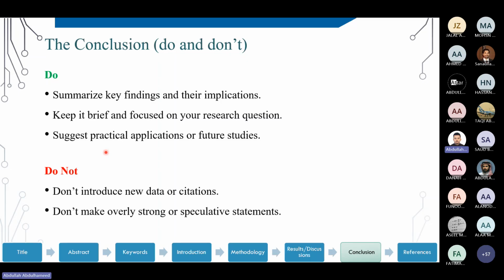So what are the things that you should avoid? Number one, do not introduce new data or citation. This is similar to the abstract. In the abstract, please do not put citation. Also in the conclusion, do not introduce new data or citation. New data means that you put new data in your conclusion. Please only put the data that you discuss in the results and discussion section. Select the best result and put it in the conclusion. Do not put any new data or citation.